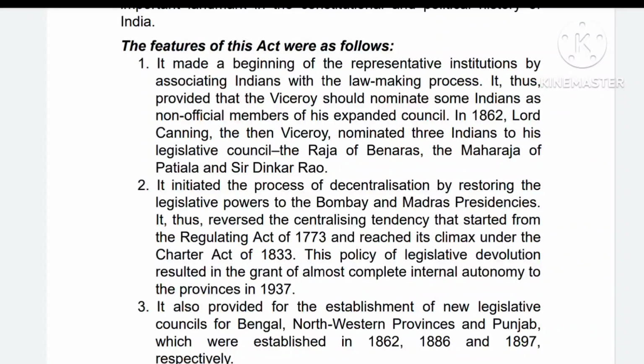Number 3. It also provided for the establishment of new legislative councils for Bengal, northwestern provinces, and Punjab, which were established in 1862, 1886, and 1897 respectively.